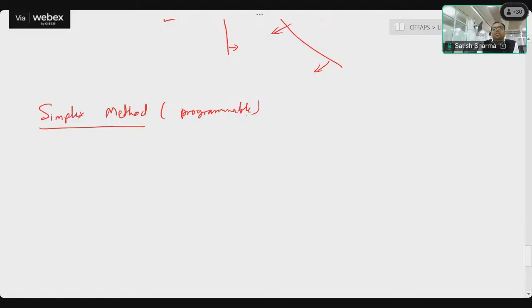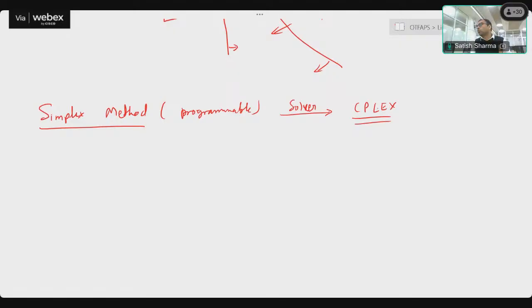It is a programmable method. And somebody asked me what solvers we should use. So for this method, a solver was developed, and that is called simplex. So the simplex solver was basically developed, which is robust and the best solver to solve linear programming problems.